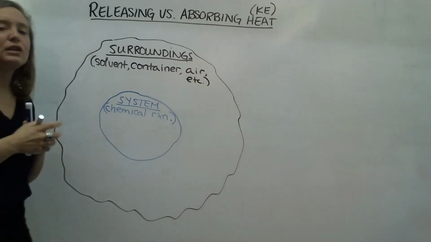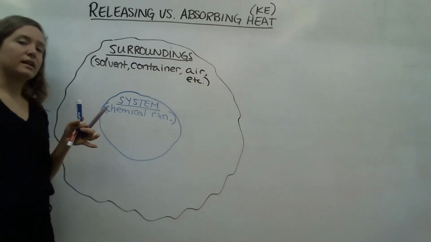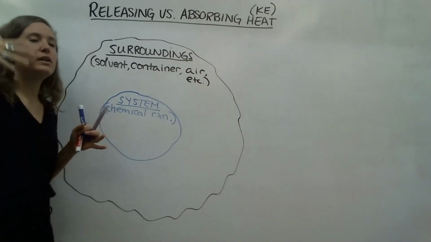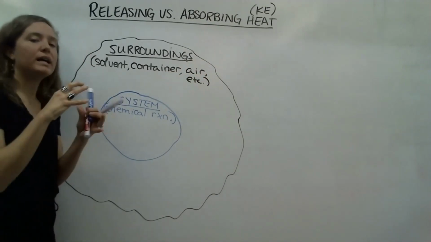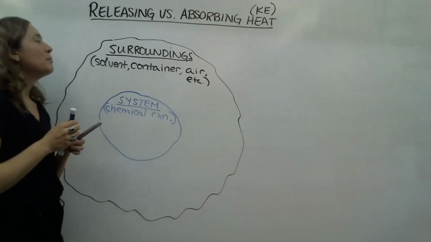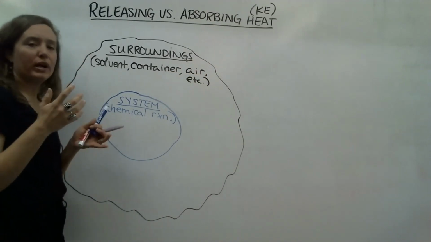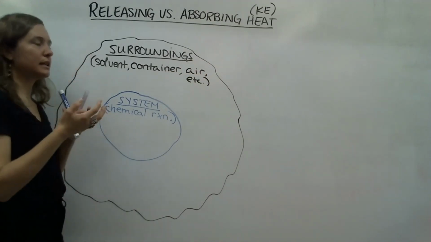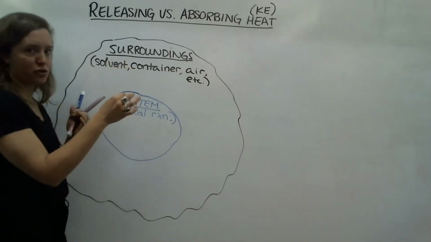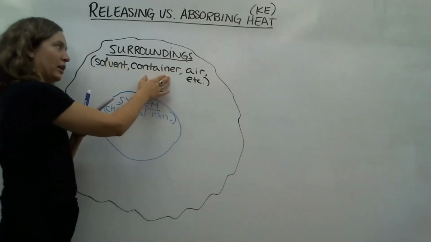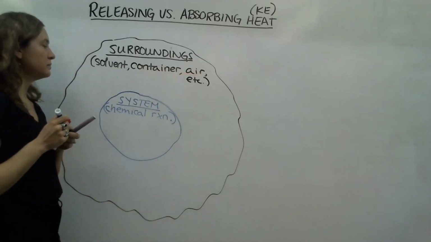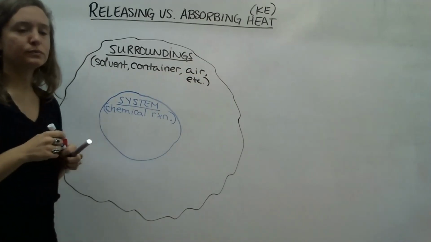In reality, there's no limit to what we call the surroundings, because you can go out further and further and further, and it'll always be the surroundings of what is surrounding the chemical reaction. But in practice, the most important areas surrounding the system would be, like we said, the solvent, which we can measure the temperature of, the container, and the air around the chemical reaction.